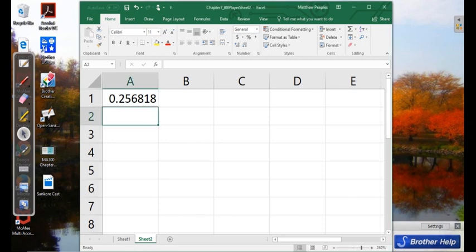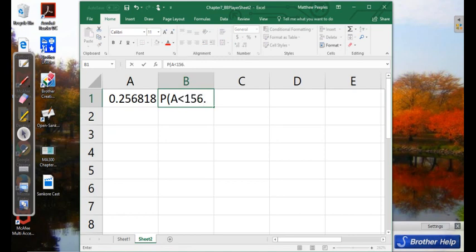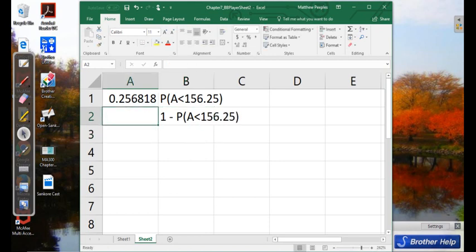This is the probability that A is less than 156.25 pounds. So what do we want to do? We want to get the probability that it's greater. So remember, we're going to take 1 minus the probability that A is less than to get the probability that A is greater than. All right, so let's work that out. That's going to equal 1 minus our probability right here.